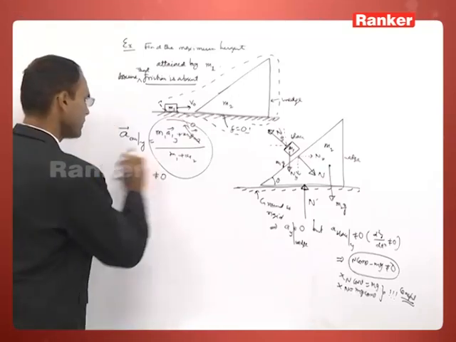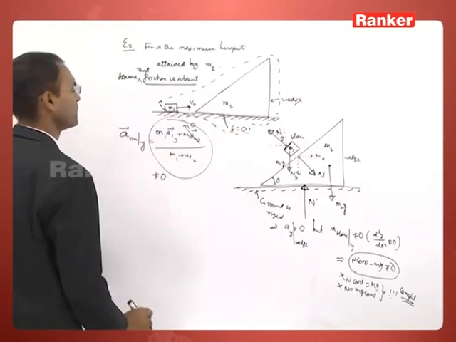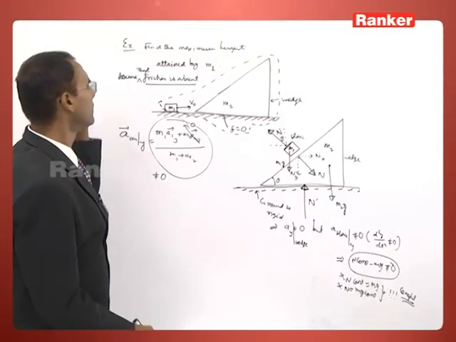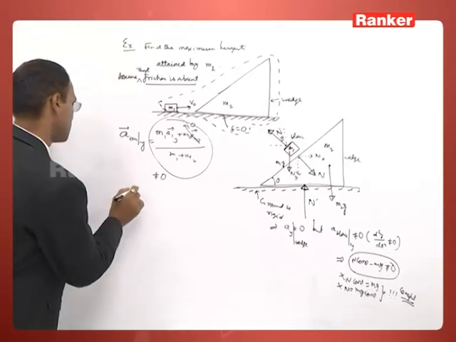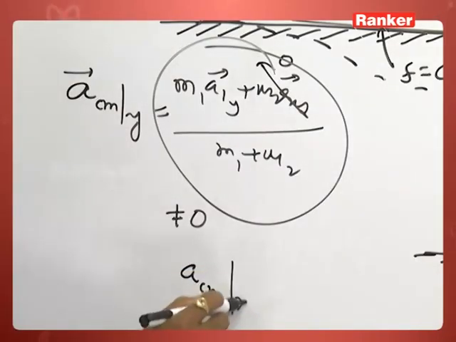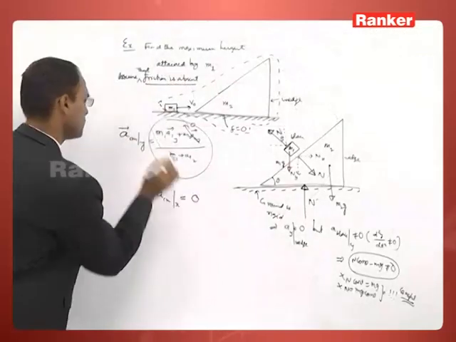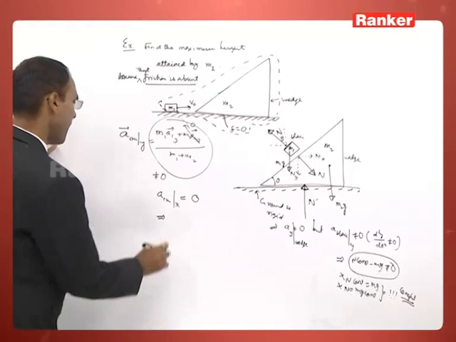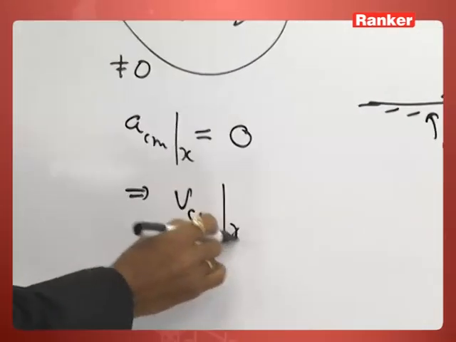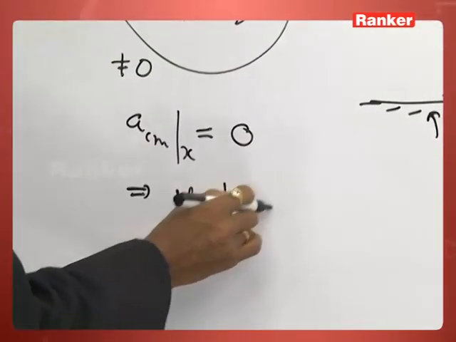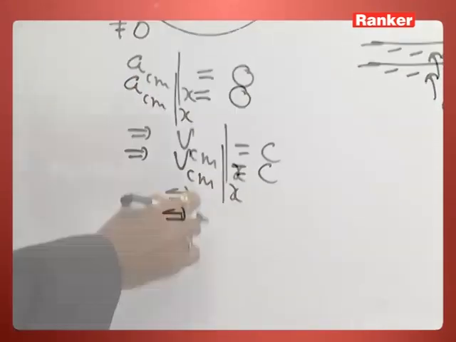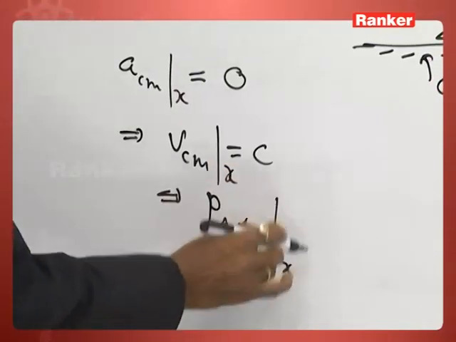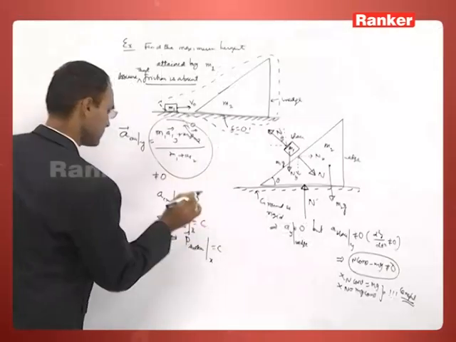However, along the horizontal direction, no net force is acting. Therefore, the center of mass acceleration along x direction will be equal to 0. Or you can say velocity of center of mass along x direction will remain constant. Or we can say momentum of the system along x direction will remain constant.